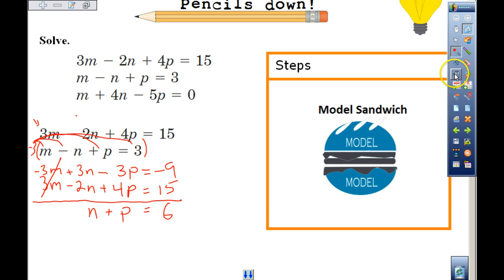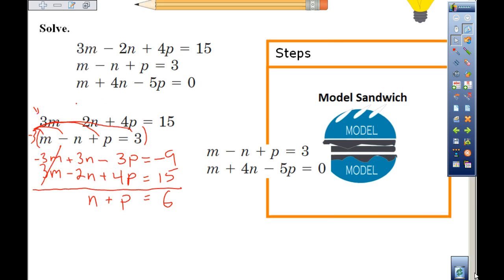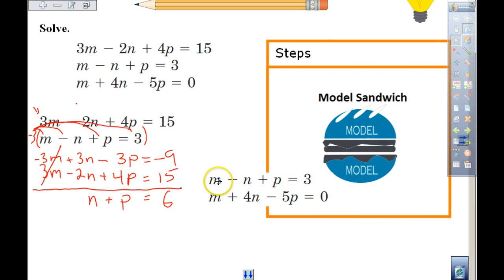Let's do the same thing, cancel out the same variable, but with the last two. With these two, it has to be the same variable. Since we canceled out m here, we have to cancel out m here. So we can multiply the top by just negative 1.